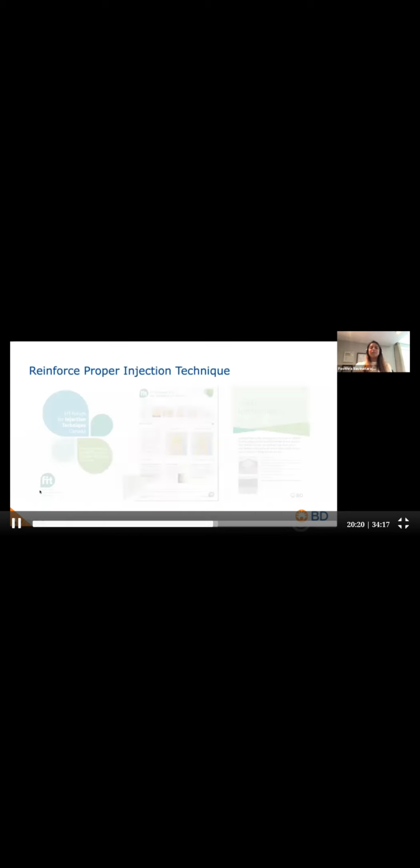So really, from all these modules, everything you've learned, it really points to one key message. You want to make sure you reinforce proper injection technique, and you want to make sure you enforce it in a way that your patients are engaged and they're able to take ownership of that and really take empowerment over their diabetes management.